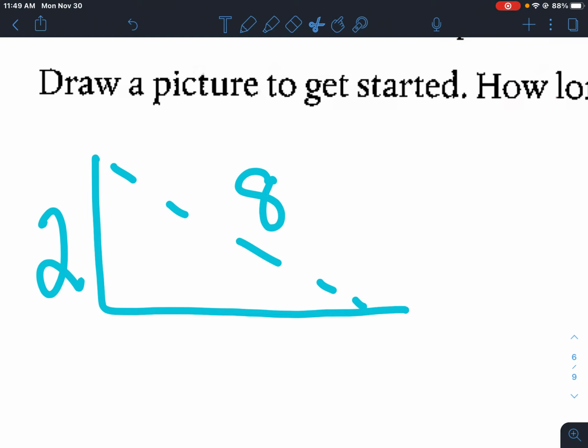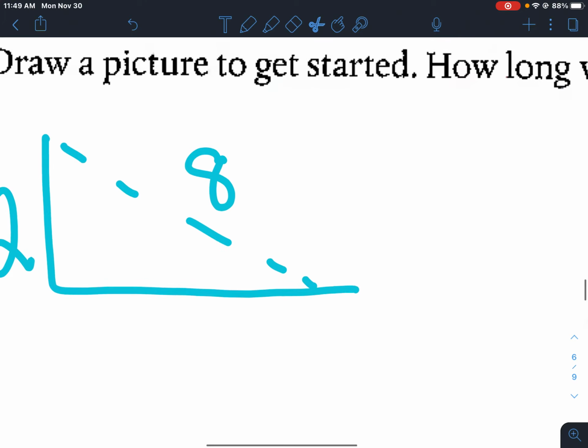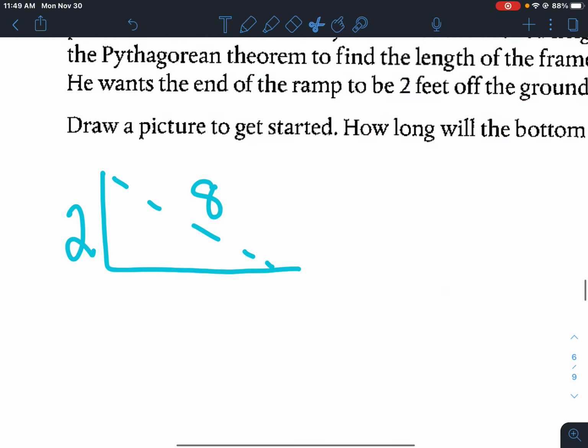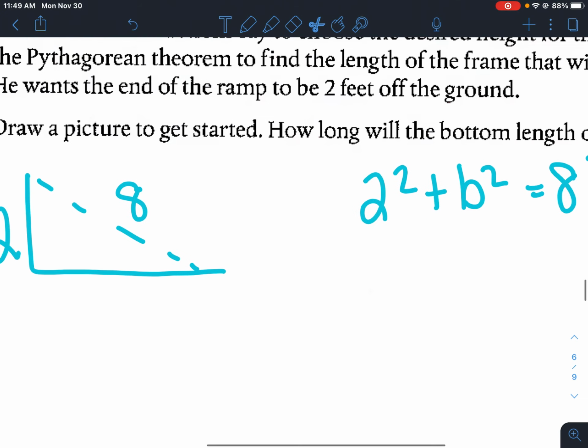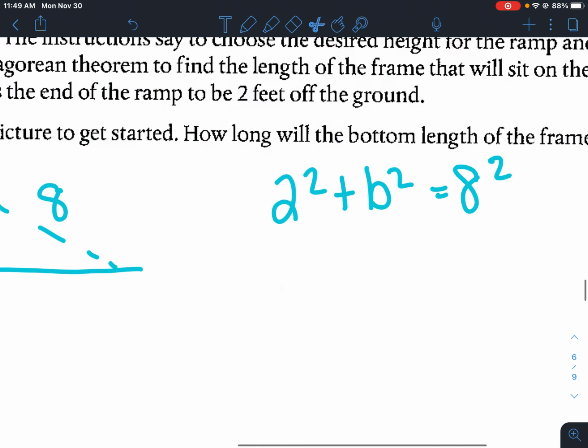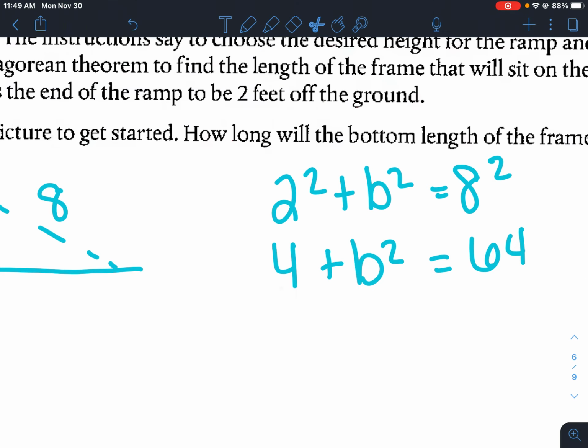Now, how far away is this going to be from the wall? How long is this ramp going to be? I'm going to use the Pythagorean theorem. I know one length and I know the hypotenuse length. So 2 squared plus b squared, where b is the unknown side length, equals 8 squared. And then I just solve from there.